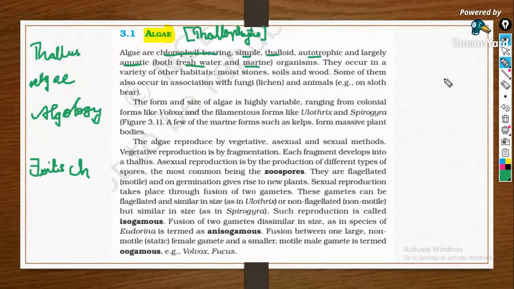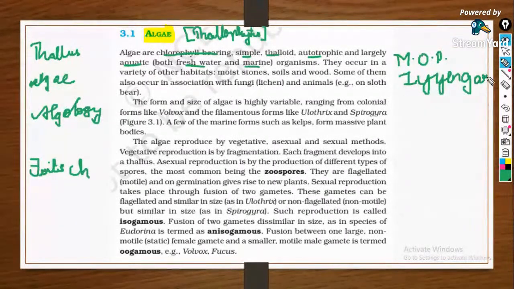The father of Indian algology is M.O.P. Iyengar. He is considered the father of Indian algology.